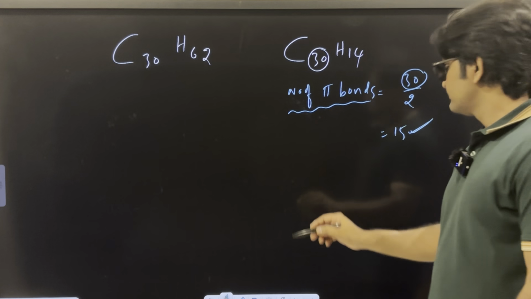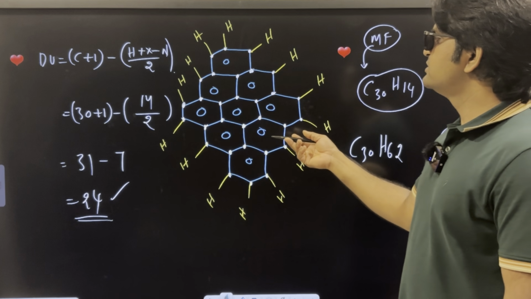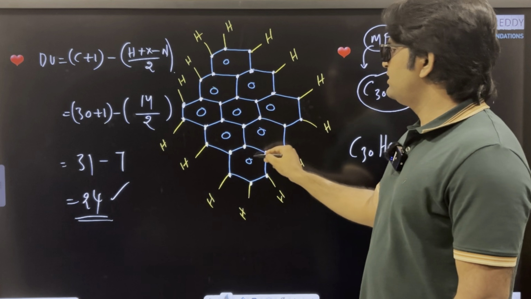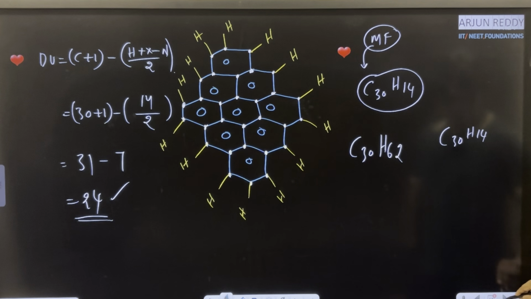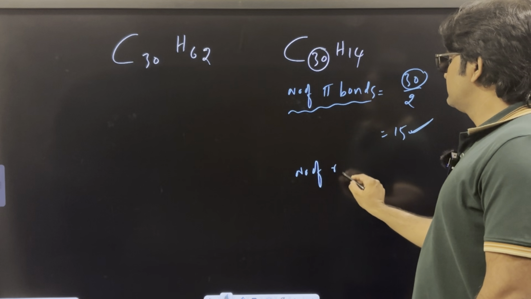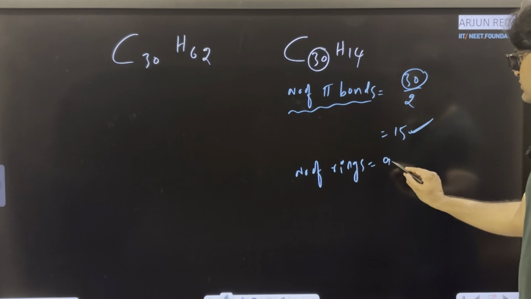Okay, next one. Calculate the number of rings. In the given compound, how many rings are present? 3, 4, 5, 6, 7, 8, 9 rings are there. Okay. In the given compound, number of rings equals 9.